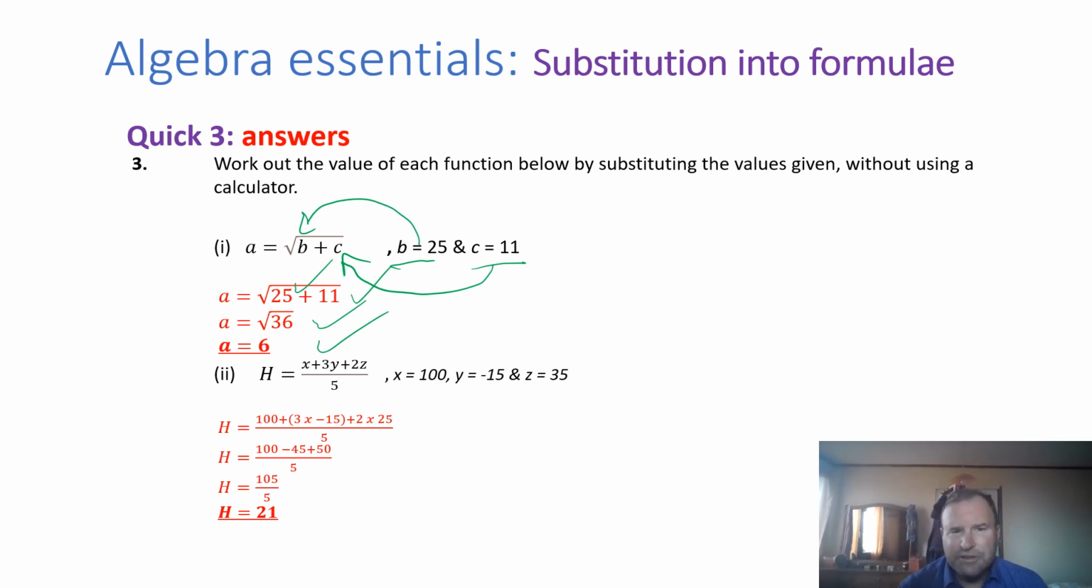And the last part, question 3 part 2, you've got h equals x plus 3y plus 2z over 5. Substituting in the numbers, x is 100, y is minus 15, and z equals 35. Here's a bit of working here. The answer we get is h equals 21.